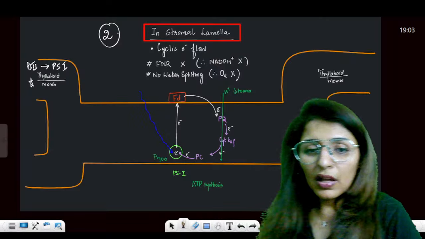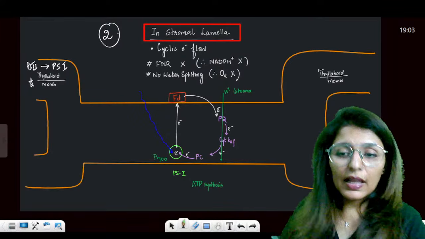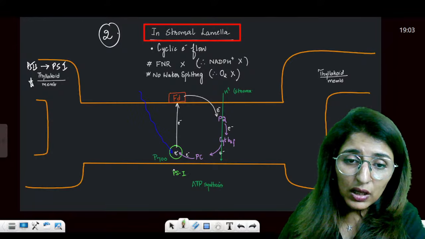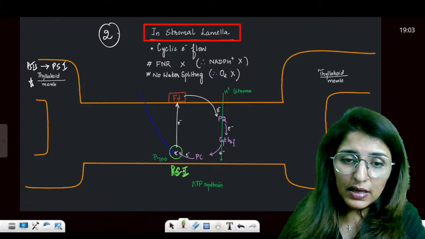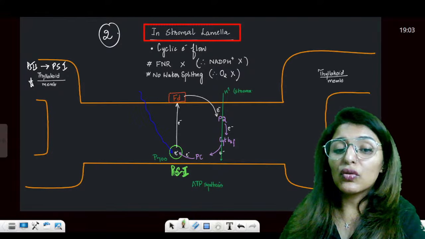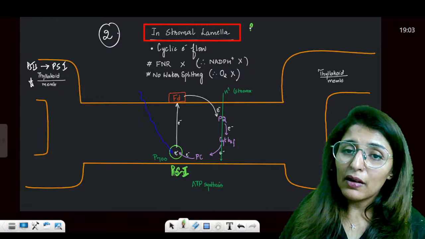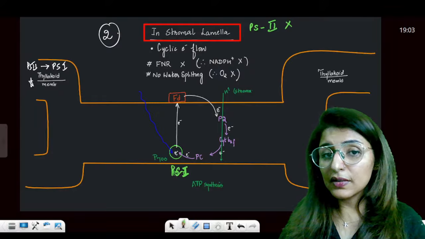Yes or no? Now, please see that unlike the thylakoid membranes, which had both photosystem 1 and photosystem 2, this one has only PS1. There is no photosystem 2. So remember, in stromal lamella, photosystem 2 is absent. Is this clear? See the difference also.